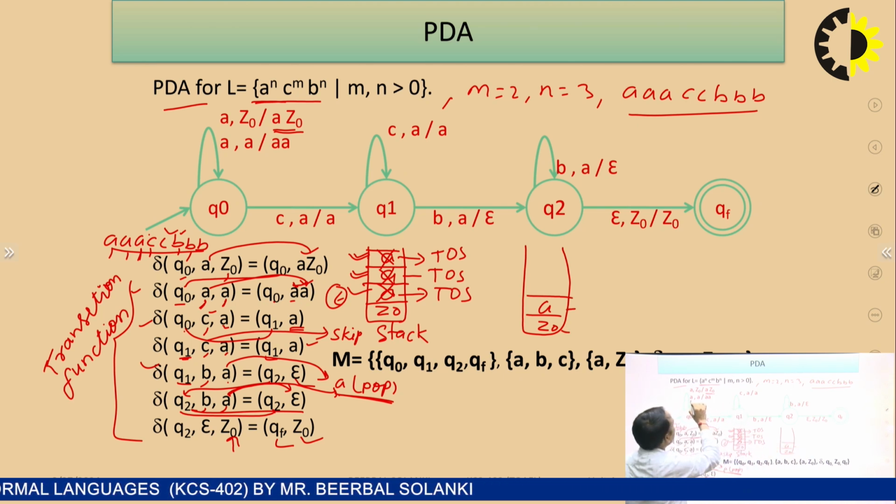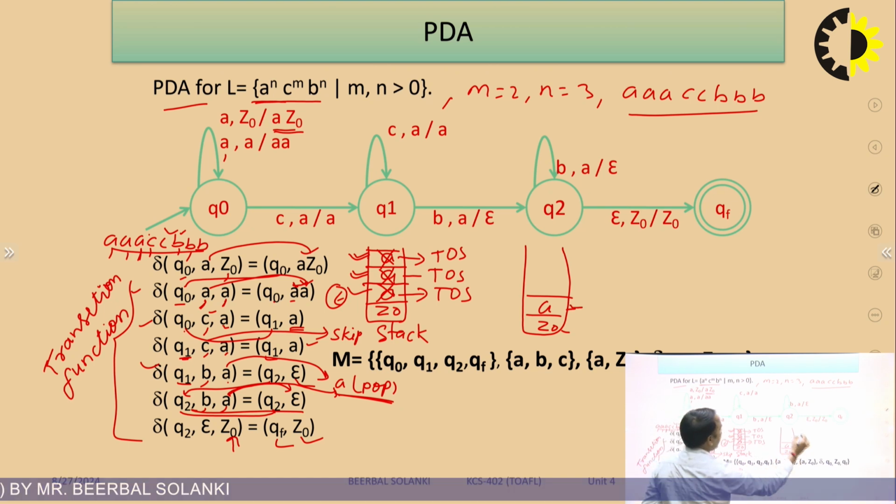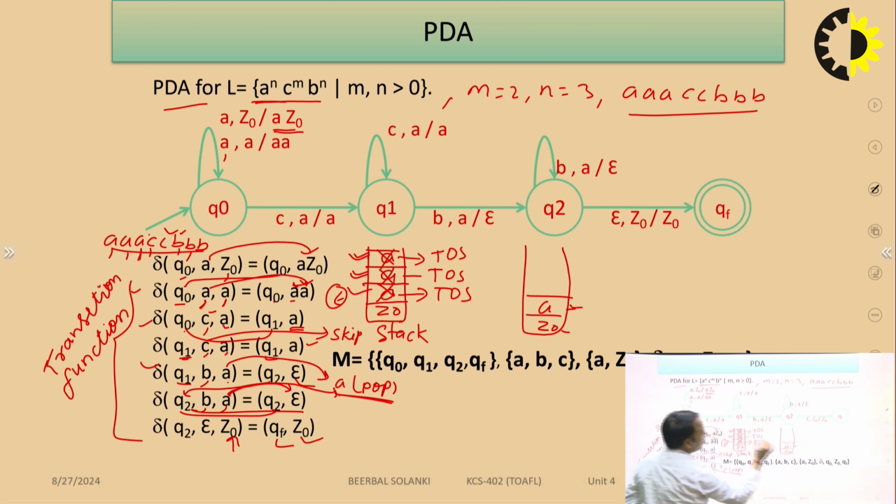And again we read A with A on top of the stack, then we simply insert it. And again we find A, then again we insert it. If we find a different symbol, that is symbol C, the state will be changed and we don't push or pop the symbol A; we simply skip the alphabet A.